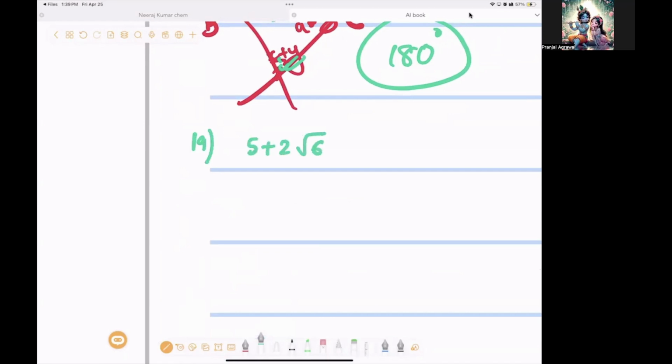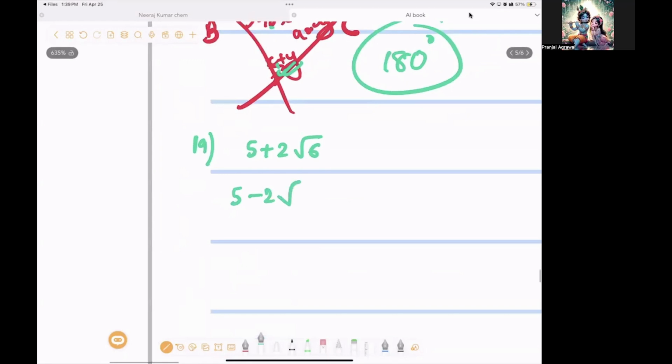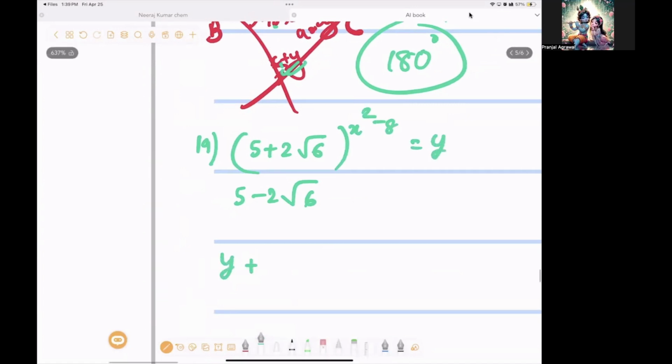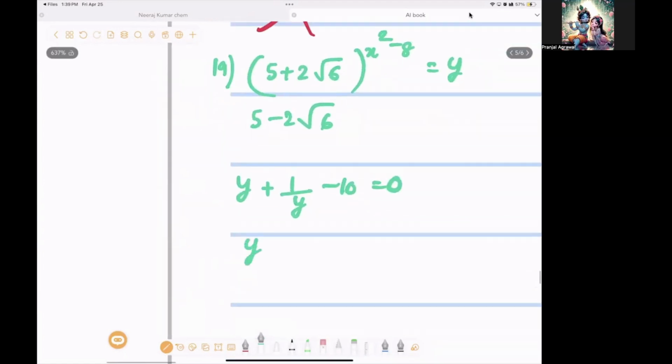Again, we can see that 5 plus 2 root 6 and 5 minus 2 root 6 are conjugates of each other. So in this type of question, the method we have to follow we have already discussed. Let x square minus 8 is equal to y. So what we get? y plus 1 by y minus 10 is equal to 0. And if we solve this, we get y is equal to 5 plus 2 root 6.